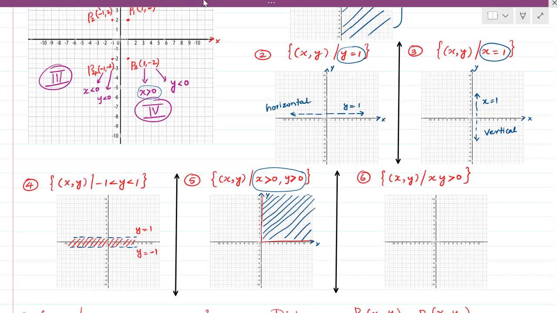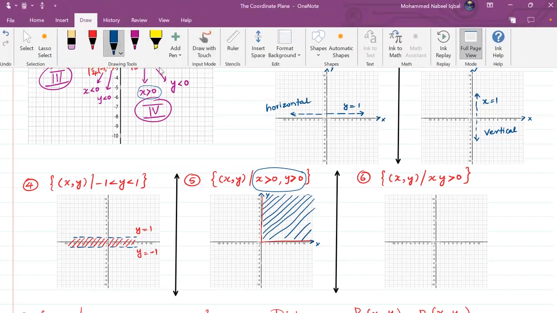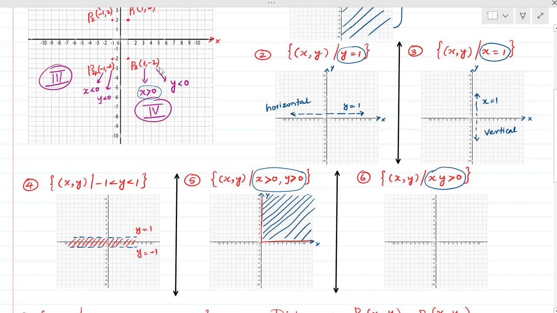Now the next one. Here you have the x and y Cartesian coordinate. Find the values of x and y such that the product of x and y must be more than 0. Where do you find x times y more than 0? The first quadrant is obvious. So this part will be more than 0. It will not include the x and y axes because it is not equal to 0. It is strictly greater than, so this line is not included. If x is 0 and y is 0, the product is also 0.